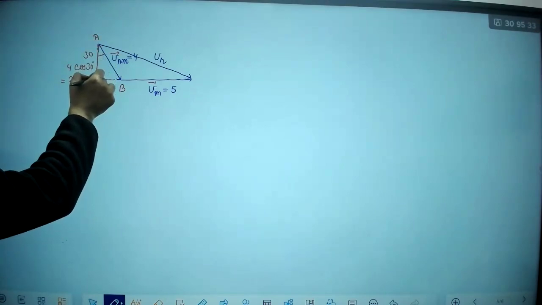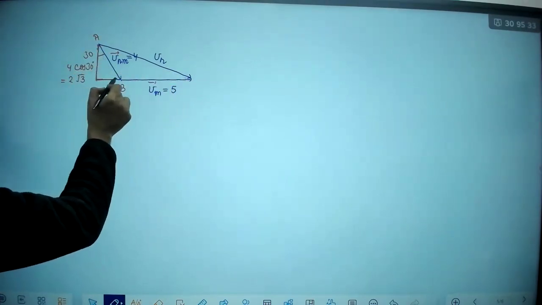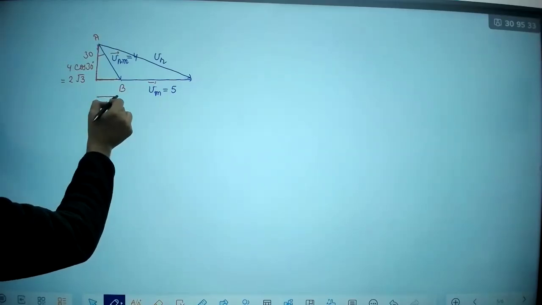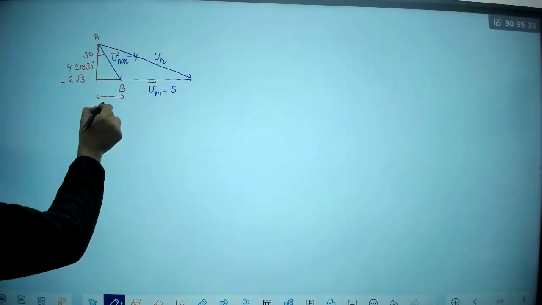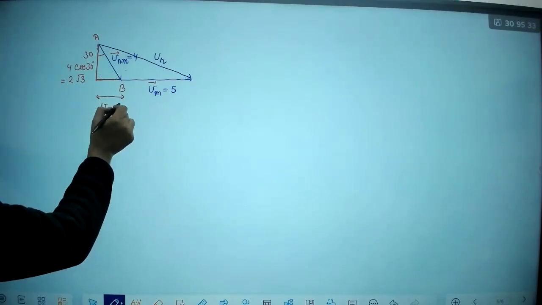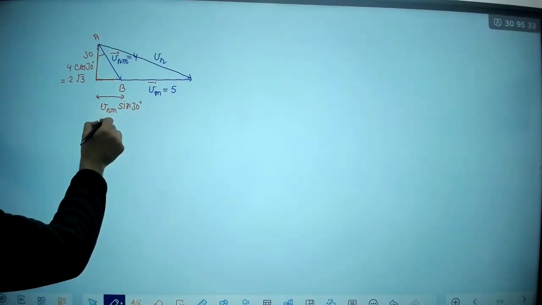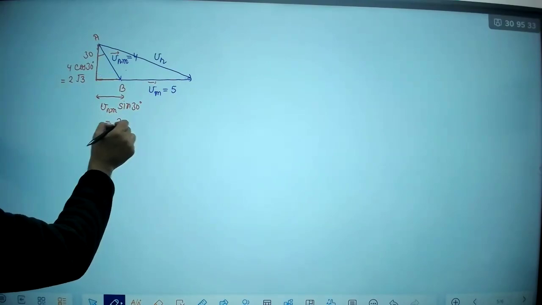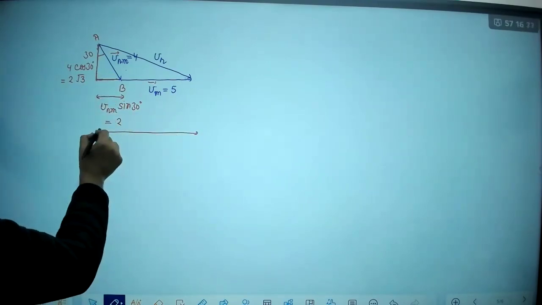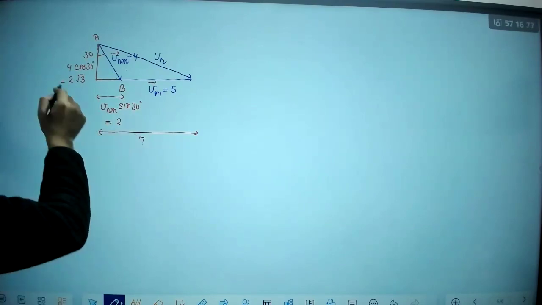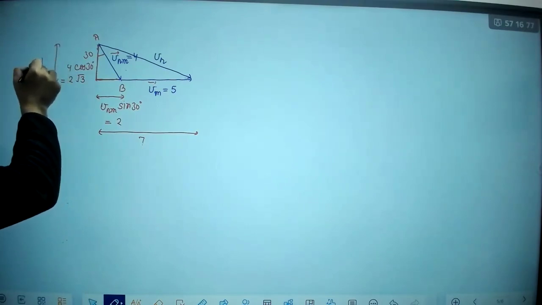The length of this side is 2 root 3. This side is 5. What will this one be? This will be VRM sine 30. Sine 30 degree is 1 by 2, so this will be equal to 2. So what is this side? This side will now be 5 plus 2, 7. So this side is 7. How much is this side? This side is 2 root 3.